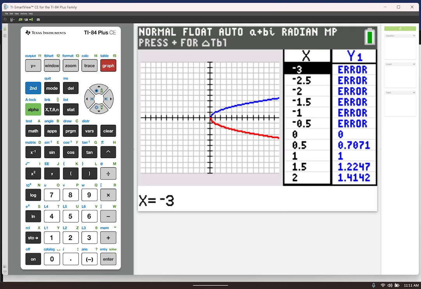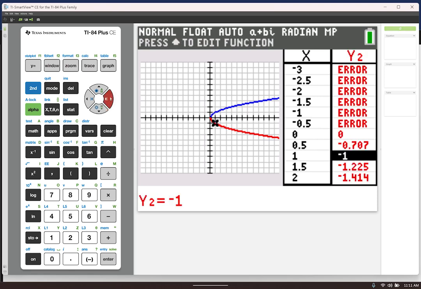Like if I go to the point 1, 1, and I arrow over to that second equation, 1 is also paired with -1. Like that's a problem. All right, so this is not a function.